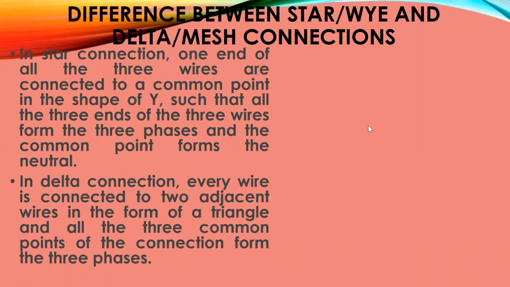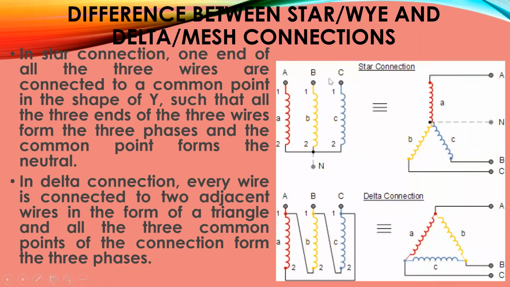So this topic is about the star and delta connection. What is the difference between the star and delta? In single phase, we have two wires, one for phase and one for neutral. In three phase, we have star and delta. So what are the construction details, and what is the difference between these two connections?